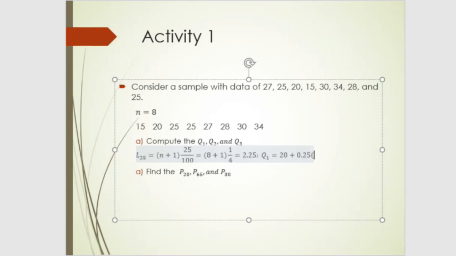So 0.25 times 25 minus 20. Then what would be the final answer? 1.25? It can't be, because we're saying 20 plus 0.25 times (25 minus 20), which is 20 plus 0.25 multiplied by 5. It should be a number between 20 and 25. If you find it more than that, it's wrong.